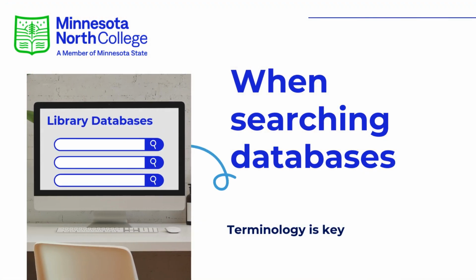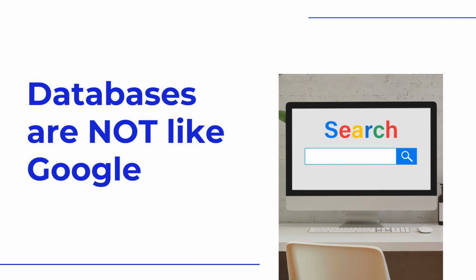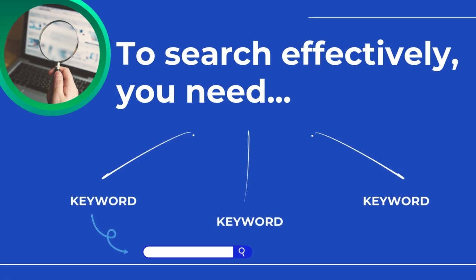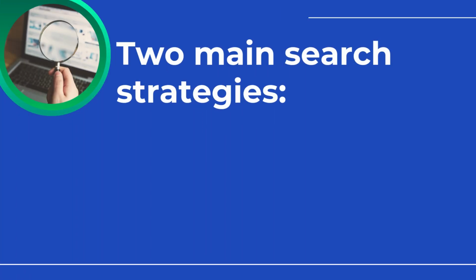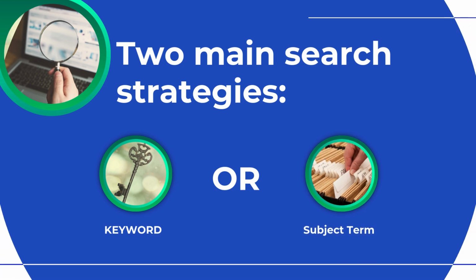When searching library databases, the terminology you use is important. Databases are not like Google, which will pull up millions of results, only some of which are relevant, no matter what search terms you use. To search effectively in library databases, you need to have a small group of specific terms or phrases to plug into the database. There are two main strategies for searching in databases, using either keywords or subject terms.